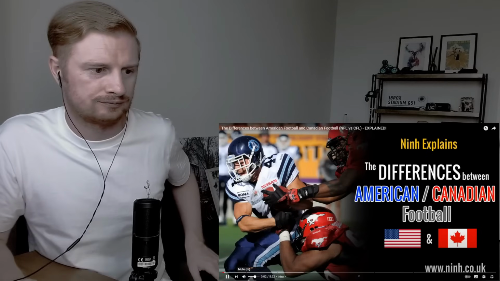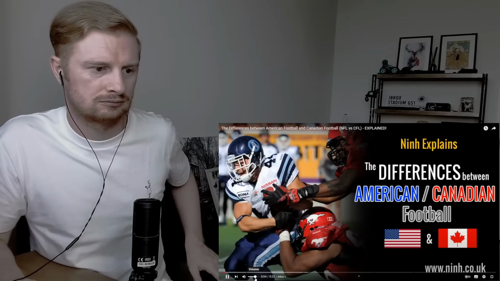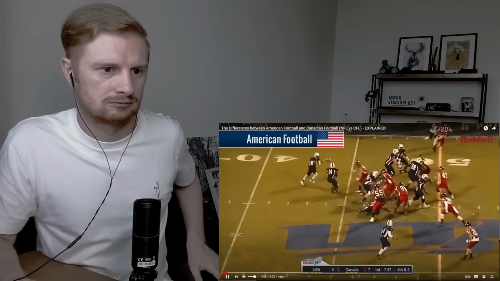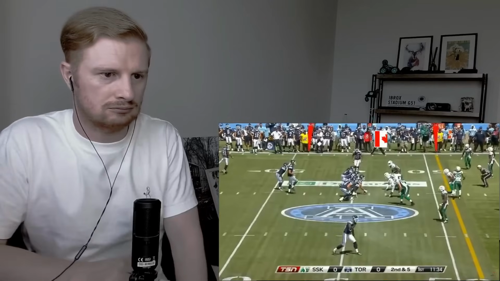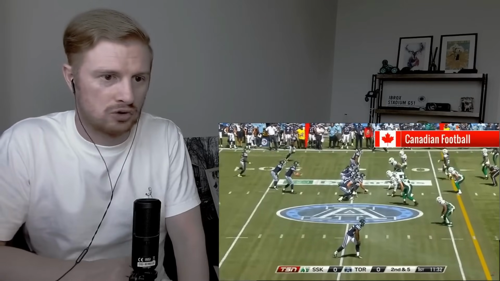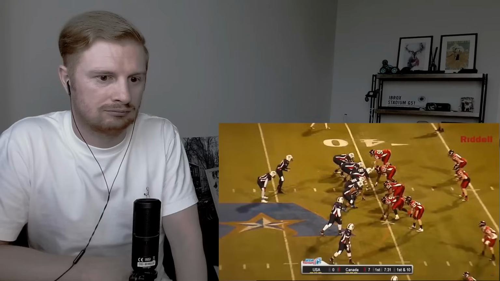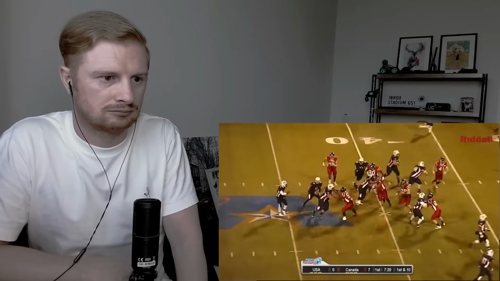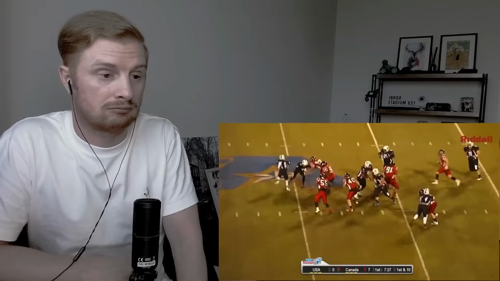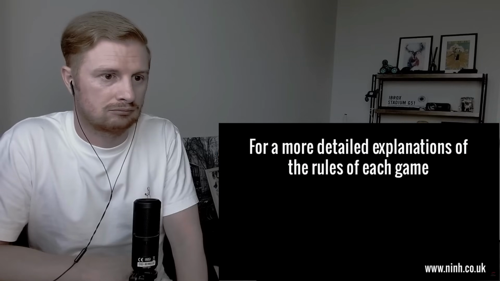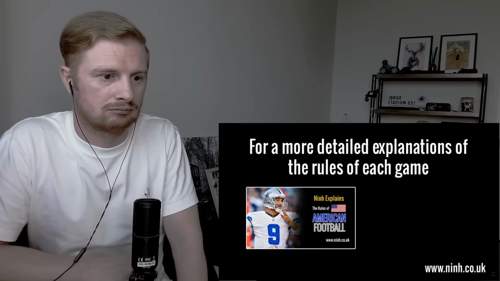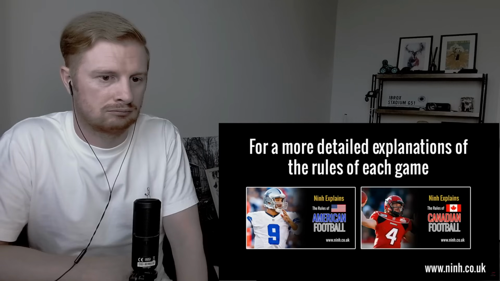Is between American and Canadian football. This is a game of American football. This is a game of Canadian football. They both look the same, so they must be the same sport, right? Well, no, not quite. There's several rule differences between the two that makes them almost completely different sports. Before I explain the differences, if you guys want a more detailed explanation of the rules, click here for American football and click here for Canadian football.